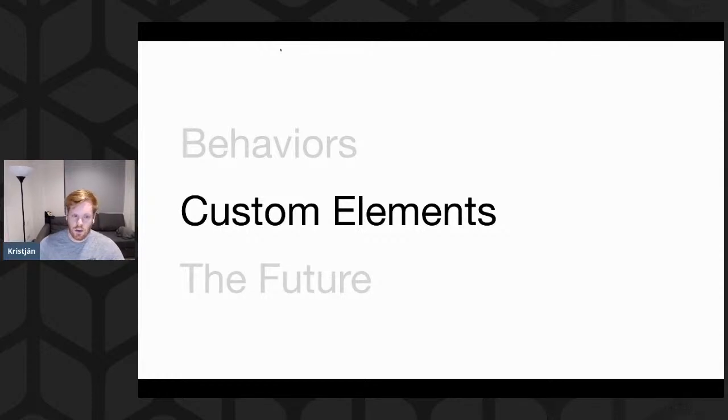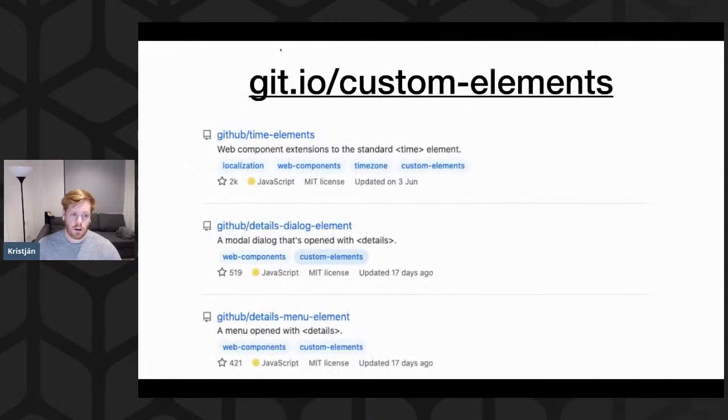Let me tell you first off, we at GitHub open source a lot of our custom elements. If you go to git.io/custom elements, you'll be redirected to this page, where I think it's like 17 of our open source elements now, and we keep adding more. This is just a link to a GitHub search for the GitHub org and anything that has the custom elements topic on it. So it should list all of them, and you can pick those apart and see what you like about them.